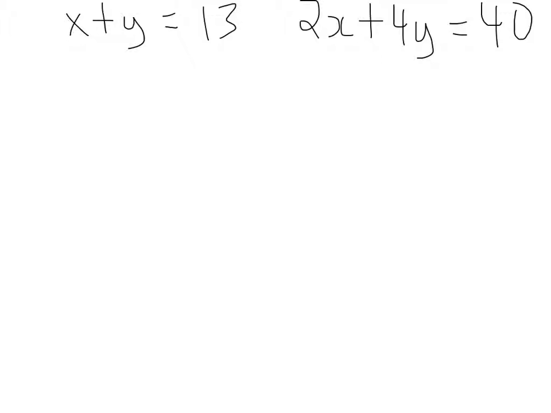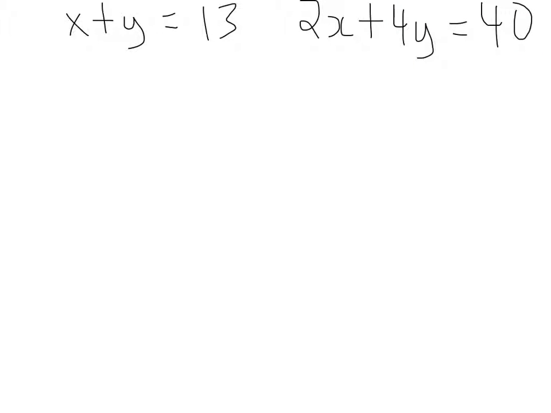When you isolate for y, or get y by itself in each formula. So we have to find two numbers that add up to 13, and then double the first number plus 4 times the second number adds up to 40.